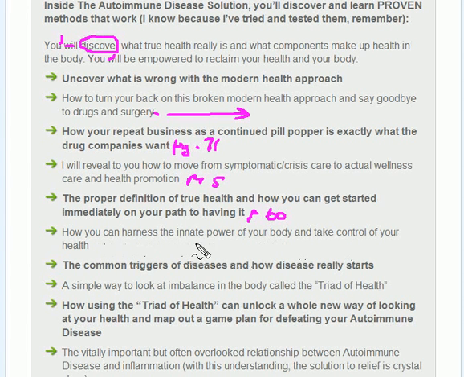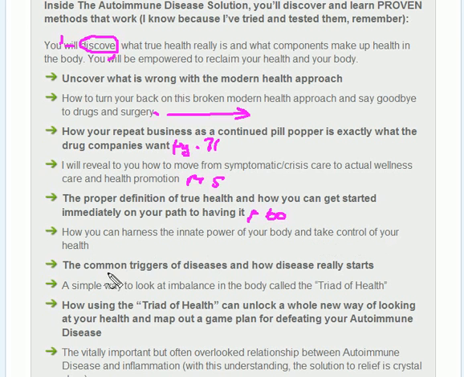How can you harness the intimate power of your body and take control of your health? And you give a benefit to that. You give a result of this, what the benefit is going to be. Okay, and you give a result of that benefit, in that respect.